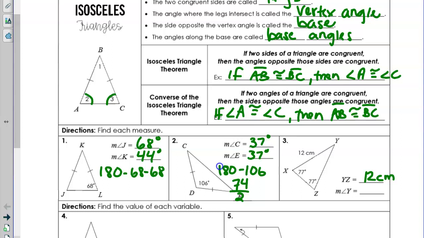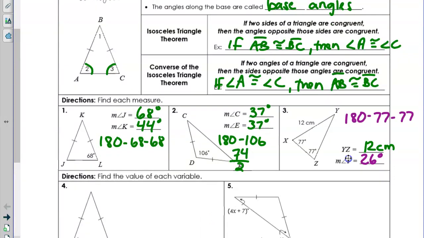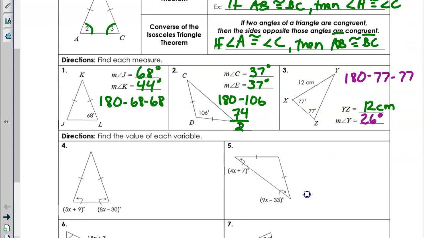Alright, so I can figure out angle Y now. How do I figure out angle Y? 180 minus 77 minus 63. Very good. What do we get? 40 is very good. Do we need the centimeters? Yes, for YZ, we need centimeters. We need degrees for the other one. But it matters. We need to know what unit you're measuring in. You guys tend to forget, so I keep calling it out.